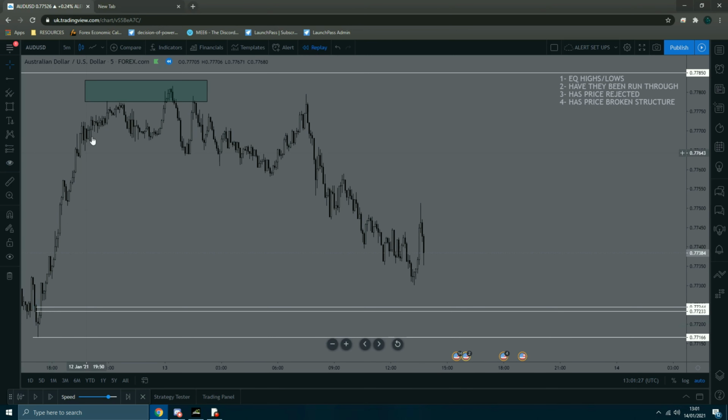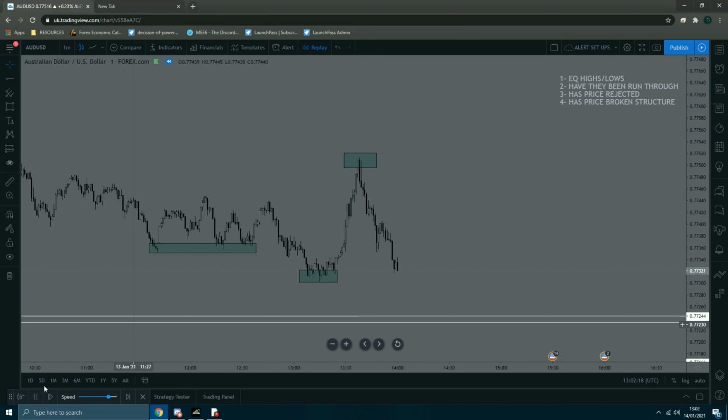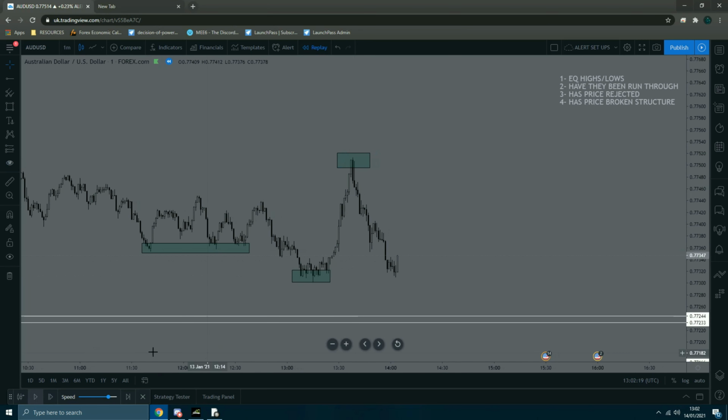This is on a 1-minute chart. It's starting to make an area of consolidation. We've taken out the stops, we've had a rally, we come back down. Now we're looking for a retest. So we've got our retest right there.